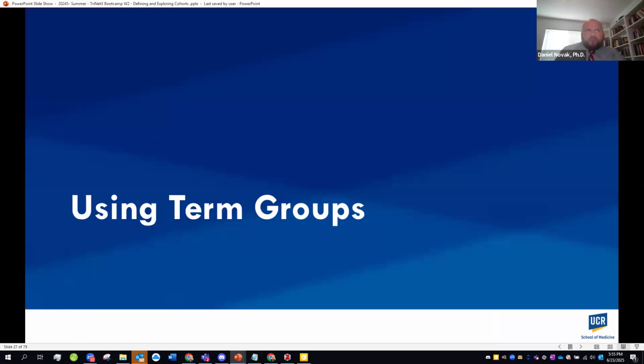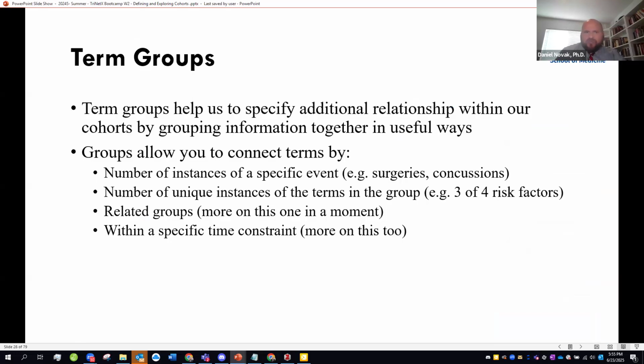Right, so we're going to talk about term groups next. Term groups are really important. They help us to specify additional relationships within our cohorts by grouping our identifiers for our cohorts in useful ways. And you can connect your terms by the number of instances of a specific event, like how many times did they have a particular surgery, how many concussions did they have.